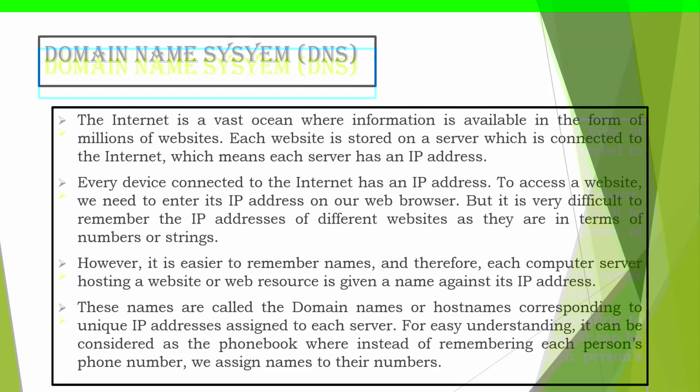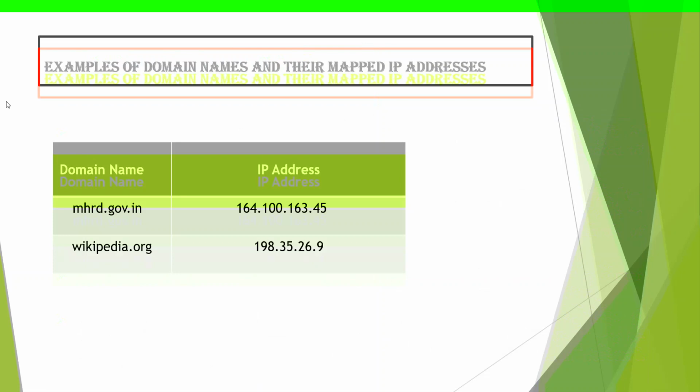For easy understanding, it can be considered a phone book, where instead of remembering each person's phone number, we assign a name to their numbers. That is the domain name system. In the next slide, you can see the most important examples of domain names and their mapped IP addresses.